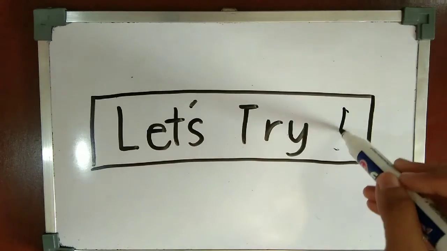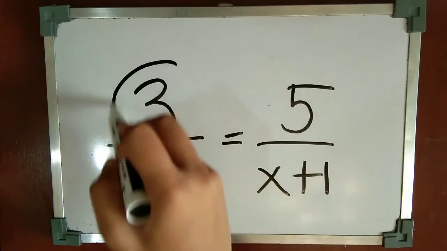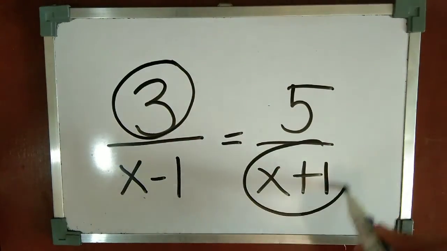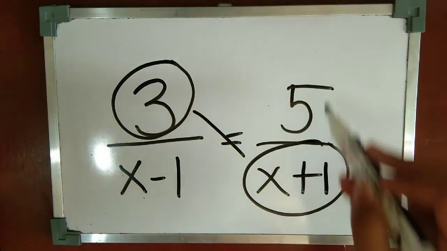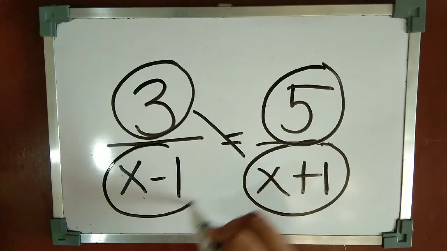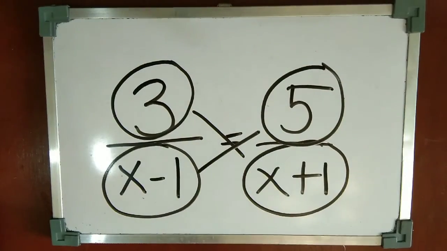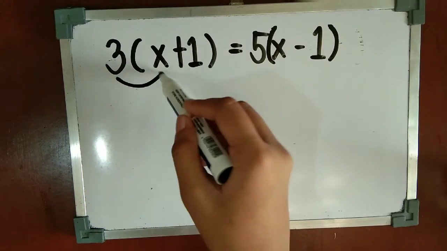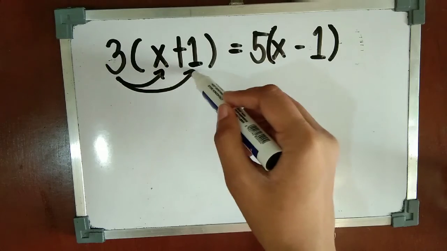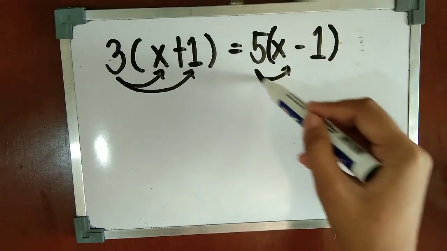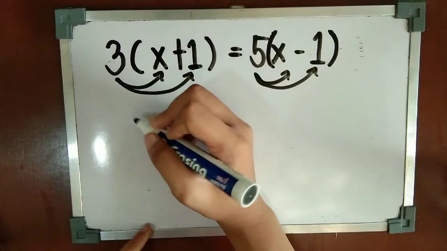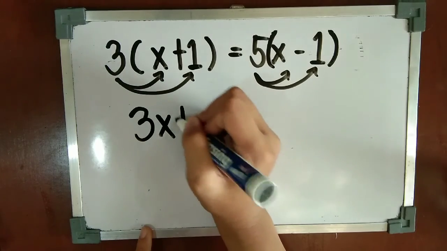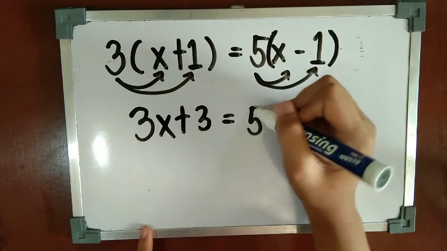Now, let's try to solve a rational equation. We need to cross multiply 3 and x plus 1, then 5 and x minus 1. It would be 3 times the quantity of x plus 1 equals 5 times the quantity of x minus 1. Distribute 3 to x plus 1 and 5 to x minus 1. So the answer will be 3x plus 3 equals 5x minus 5.